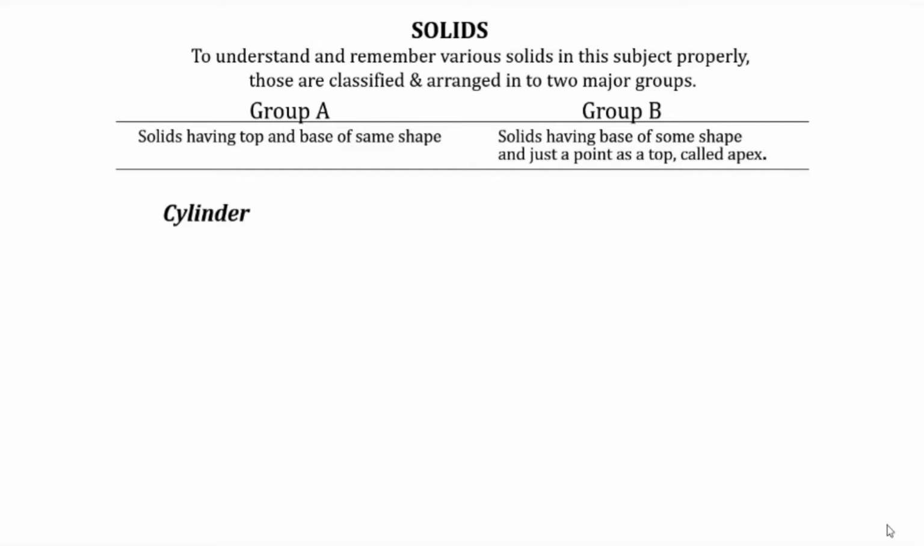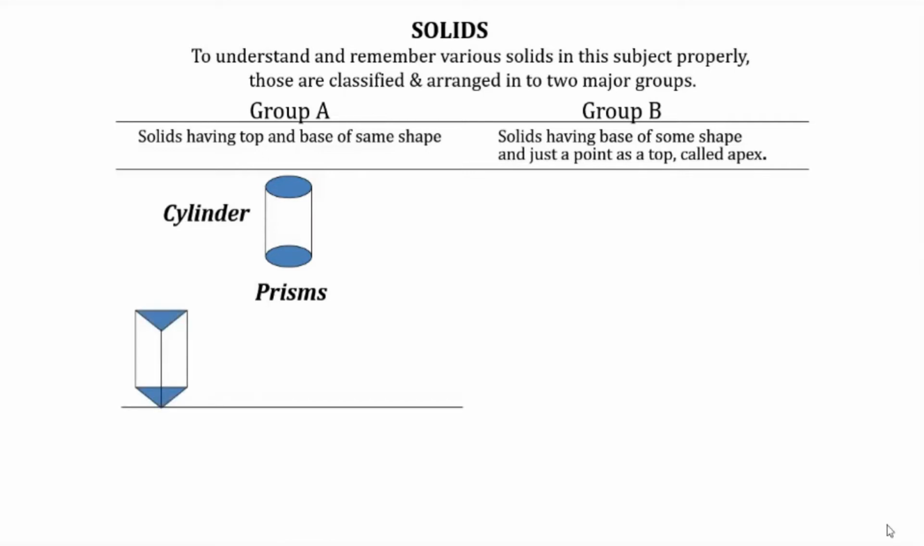Cylinder falls in group A. Both the opposite faces, the top and base, are circular, a circle on top and bottom. It has the same shape on top and base, and a third surface, which is a curved surface. Cylinder is a special case, and prisms are the general classification of group A.